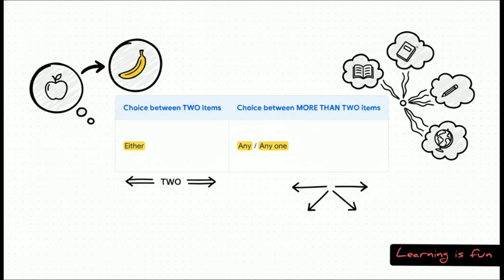If there are three or more options in the mix, you have to use any or any one. Just remember, either is for two, only two.